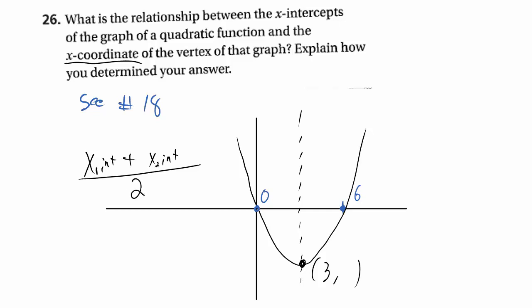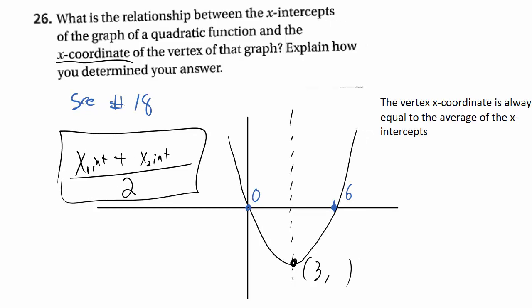I could have put this parabola upside down, and it still would have come out to an x-coordinate of 3, and maybe it would have a positive y value for the vertex. But the x-coordinate of the vertex is always the average of your x-intercepts there. They're both a distance of 3 away.